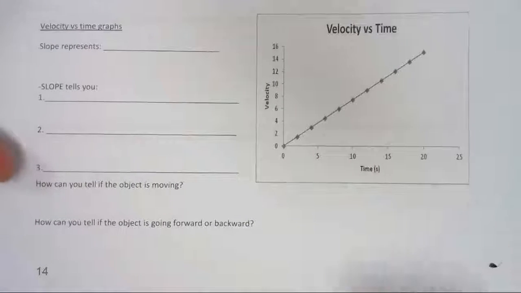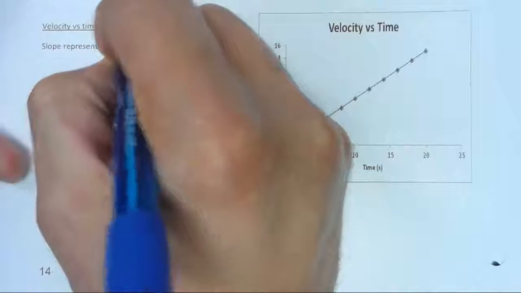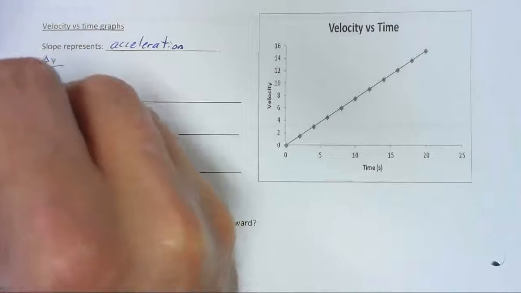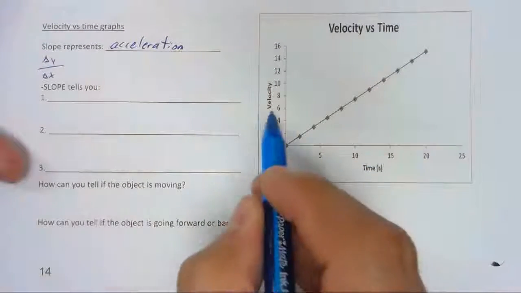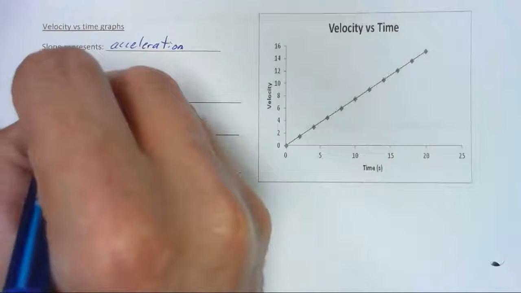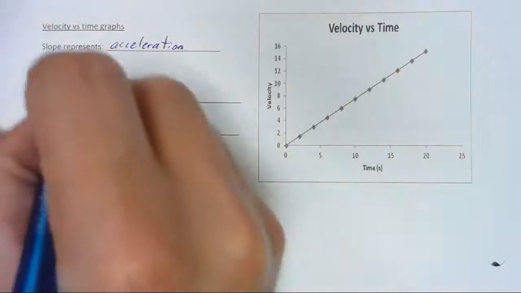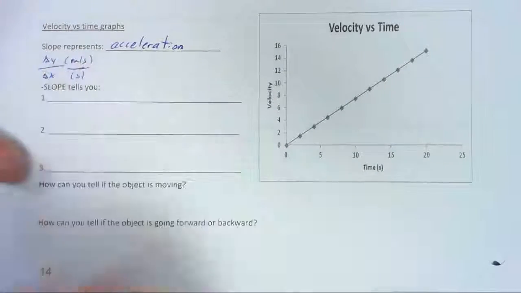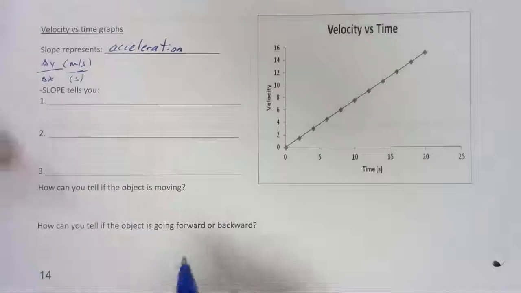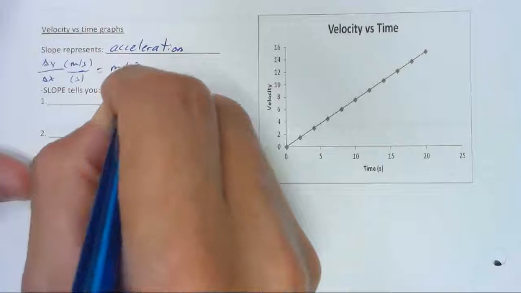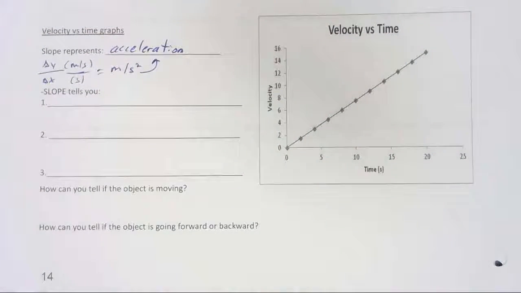Well, I can prove it now, it doesn't matter. The slope represents acceleration. And the proof of that is that if we calculate the slope, it is change in y over change in x. The y variable is velocity, and the unit for velocity is meters per second. The x variable is time, unit for time is second. So the units we would get for that is meters per second. And if you algebraically rearrange it, you get meters per second squared, which is the unit for acceleration.